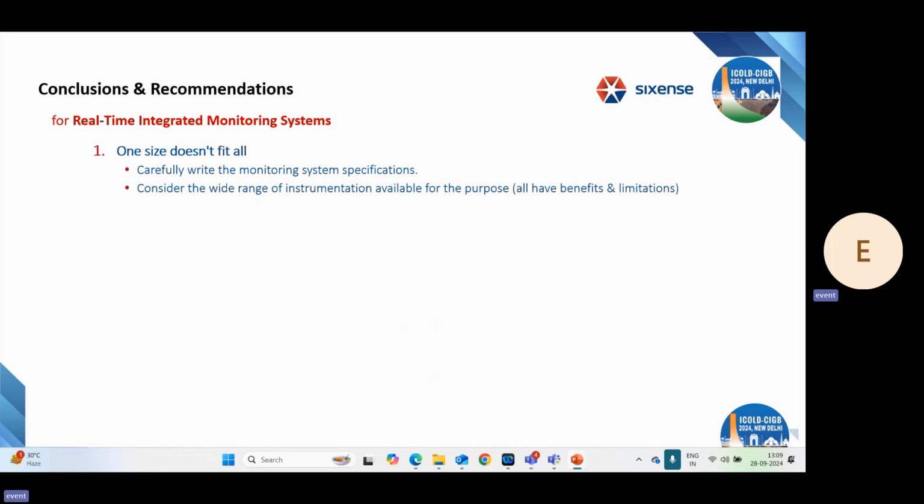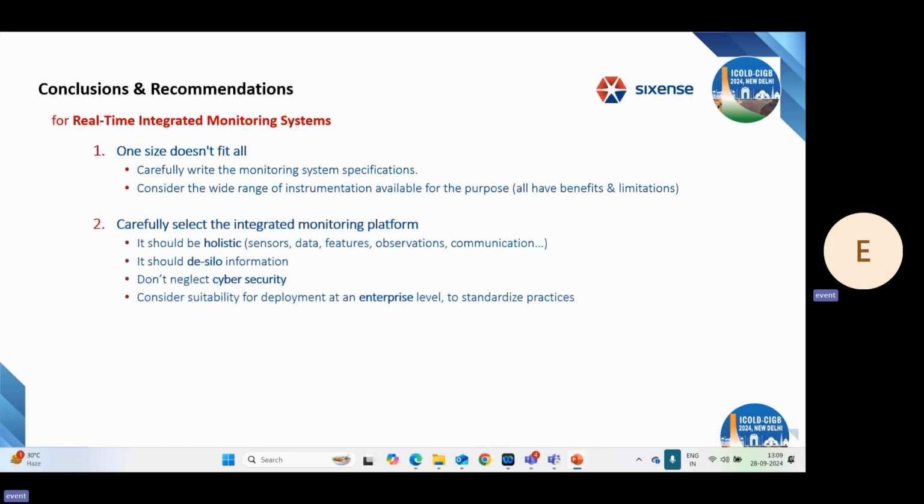Some have benefits and limitations. Speak to your vendors; they'll be able to advise you. Carefully select the integrated monitoring platform. So it should be holistic. It should be able to ingest data from any type of sensor and system. It should de-silo the information. So it needs to bring it all into one place where you can cross-correlate.